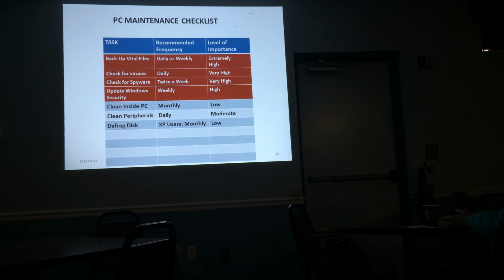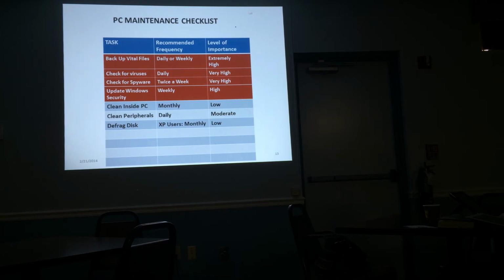Okay, check for viruses. I would say daily. I really would. The way they're coming out, pretty rough. And the level of importance, very high. Where backing up is extremely high, the level of importance is very high. Spyware, at least twice a week. Very high. Also, update your Windows security at least weekly.